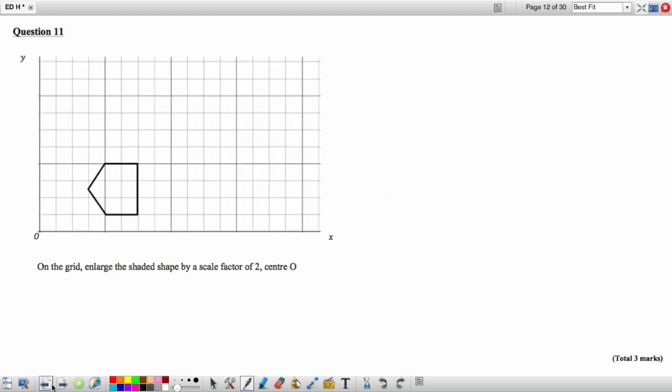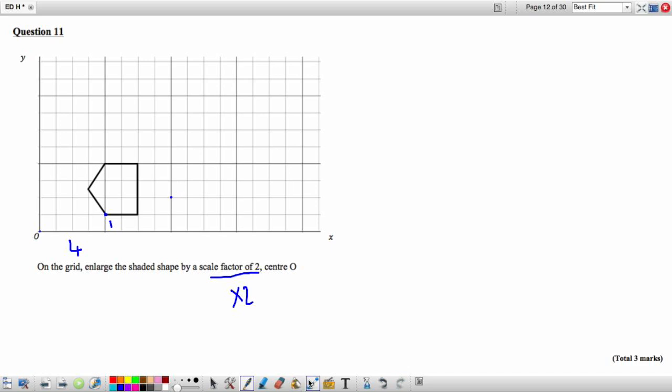Question 11. On the grid, enlarge the shaded shape by a scale factor of 2, centre 0. The scale factor means we must multiply all of the lengths by 2. So let's take a look from where on the grid we need to draw this. If our centre here is 0, and let's look at this point here. To get to this point we go across 4 and up 1. So we're going to do double, multiply that by 2. We're going to go 8 and up 2. So our new point here is just here on the grid.